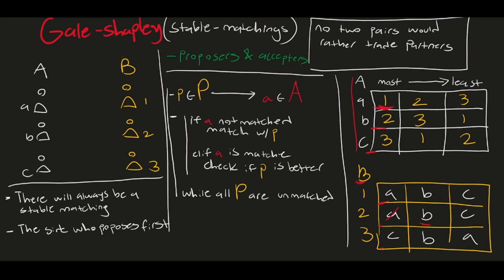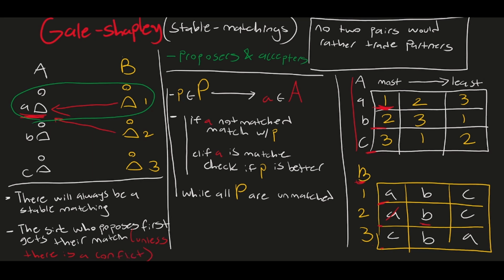It's only when we have conflicts, where the accepting side gets to choose who they prefer, that this changes. In this case, A preferred 1. Only when there's a conflict. So the side who proposes first gets their match, unless there's a conflict.